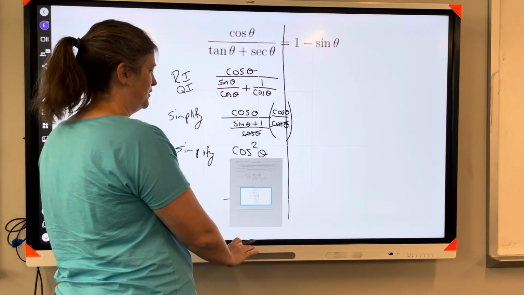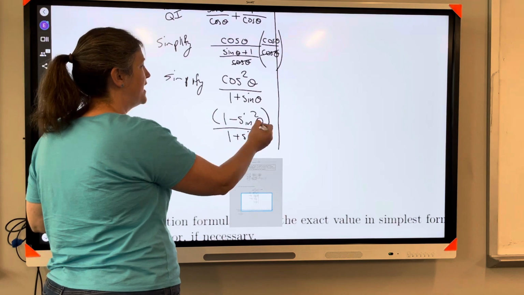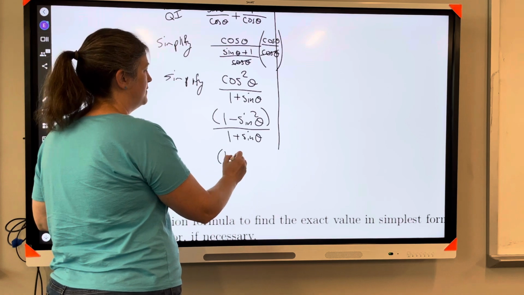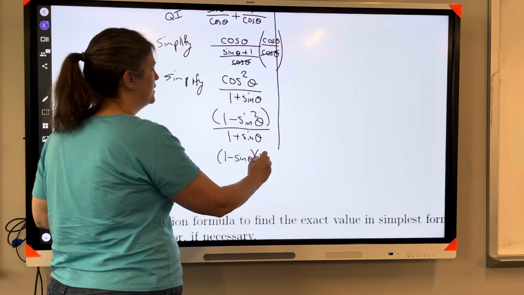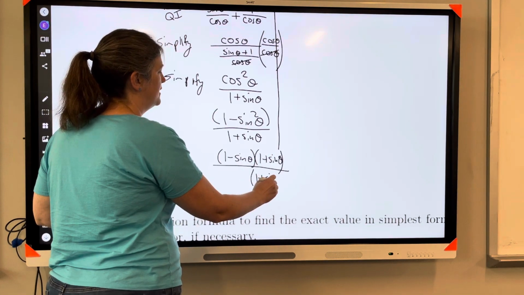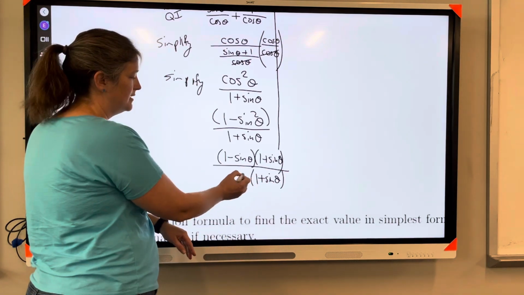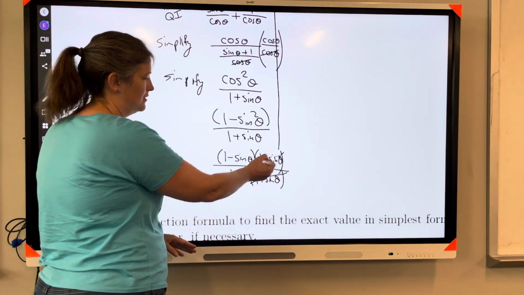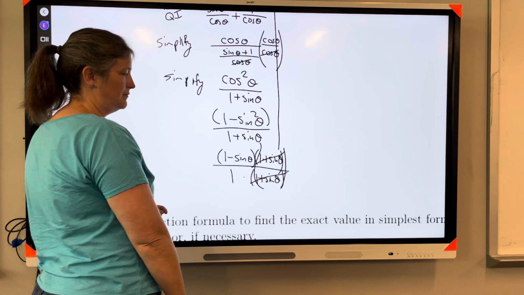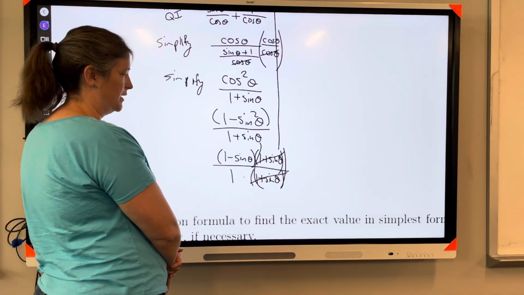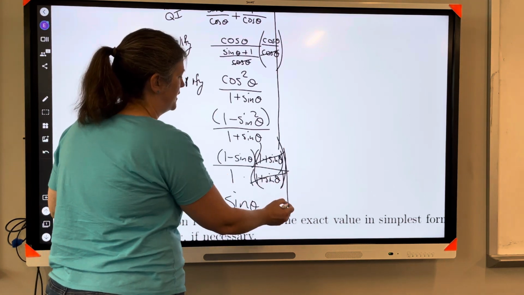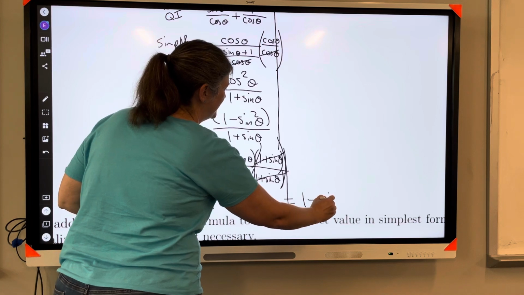Nothing here is cancelable, but this is factorable. I can factor this as 1 minus sine theta times 1 plus sine theta, all over 1 plus sine theta. I'm choosing to put the denominator in parentheses to show that it is its own factor, and it will make a 1 just like that. This is worth 1. 1 plus sine theta over 1 plus sine theta is 1. And now I have 1 minus sine theta, which is what I was hoping would equal 1 minus sine theta.